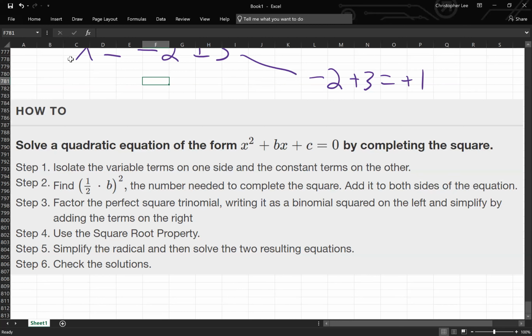Use the square root property. So we did that when we square rooted both sides. Use the square root property, then simplify the radical and then solve the two resulting equations. And then step 6, check your solutions.